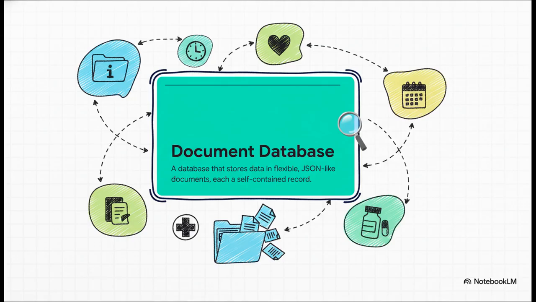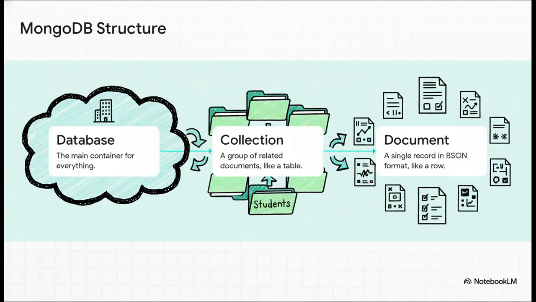Think about a single patient file at a hospital. Everything about that patient, their history, their visits, all their prescriptions, is kept together in one place, not scattered across a dozen different tables. And the structure here is honestly refreshingly simple. You've got your main database, which is the big container. Inside that, you have collections. Just think of these as the folders for related information, like a student's folder. And inside each collection are the individual documents, where each document is one complete record for a single student.